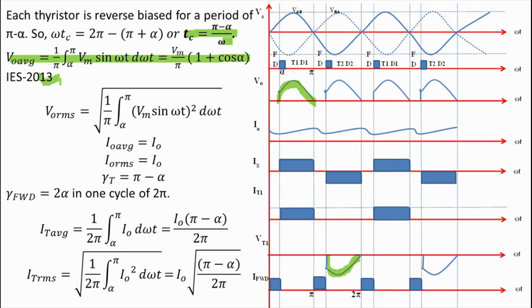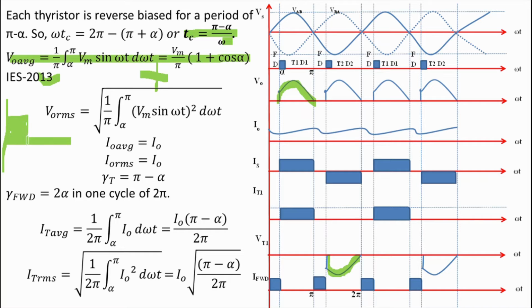So V naught average is equal to Vm upon pi (1 plus cos alpha), and we know that maximum negative value of cos alpha is minus 1. That's why V naught average will always be positive. So the operation of this rectifier circuit is one quadrant operation. Similarly, we can calculate V naught RMS, that will be equal to under root of 1 upon pi integration alpha to pi (Vm sin omega t) whole square d omega t.